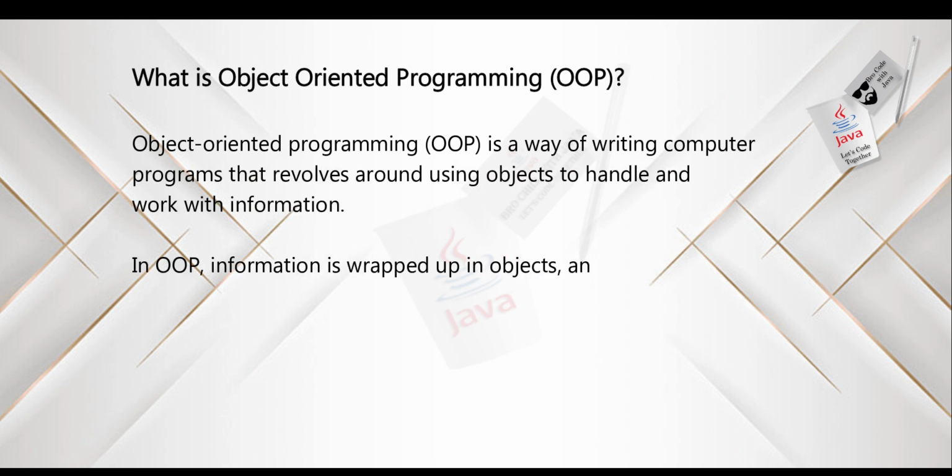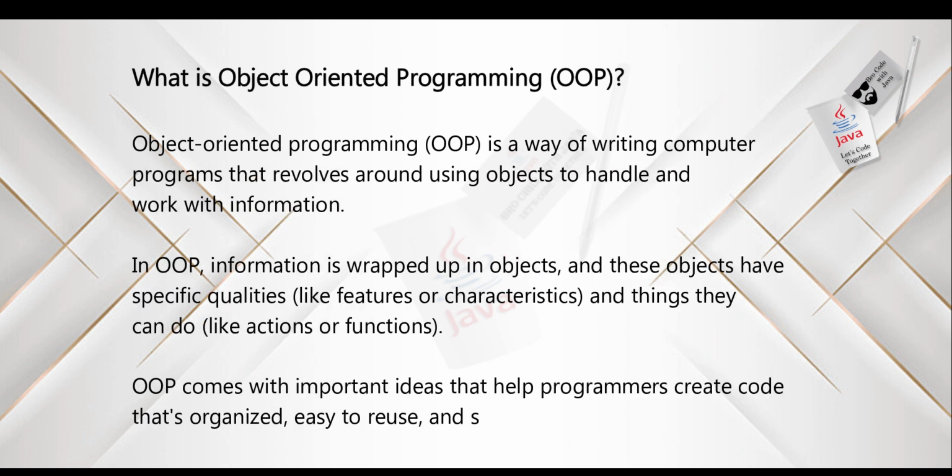Object-oriented programming is a way of writing computer programs that revolves around using objects to handle and work with information. In OOP, information is wrapped up in objects, and these objects have specific qualities, like features or characteristics, and things they can do, like actions or functions. OOP comes with important ideas that help programmers create code that's organized, easy to reuse, and simple to manage.